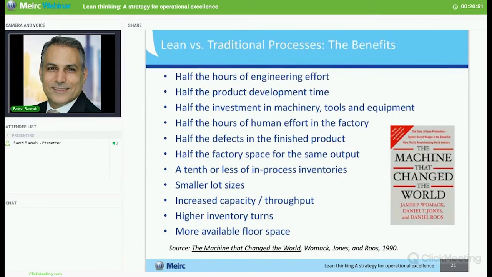Now, here's a little bit of lean versus traditional processes. Why should we move into lean? Well, in the book The Machine That Changed the World by James Womack, Daniel Jones and Ross, they have identified the following results. And look at the benefits. These are results that have been documented in the book from various organizations worldwide. You're reducing the hours of engineering effort by 50%. You're cutting the hours of human effort in operations. You're talking about substantial benefits, about 50% in some of these results that have been reported in the book. So you can see benefits that are running into double-digit numbers in terms of improvement.